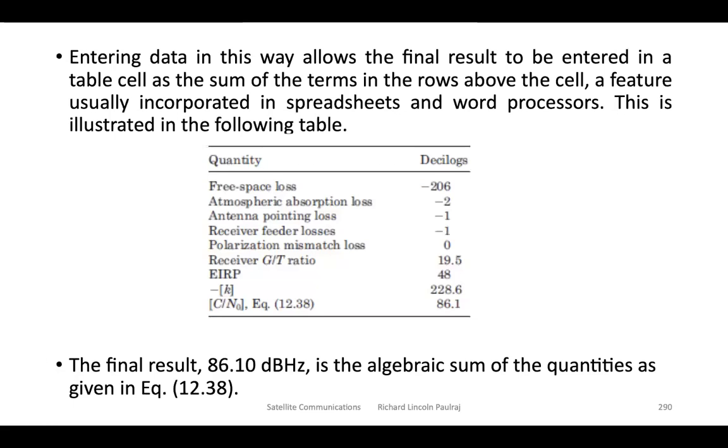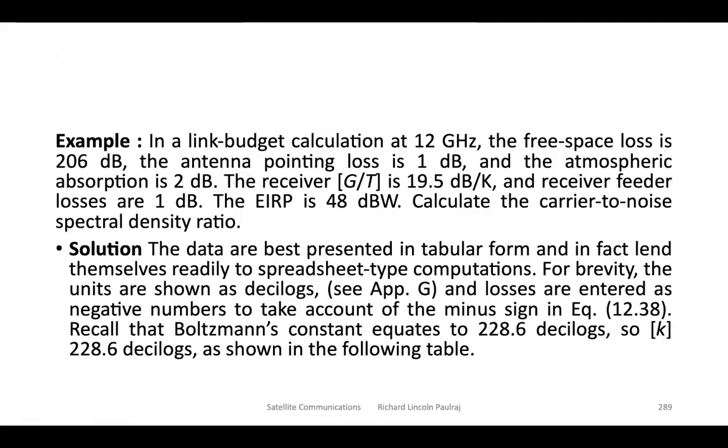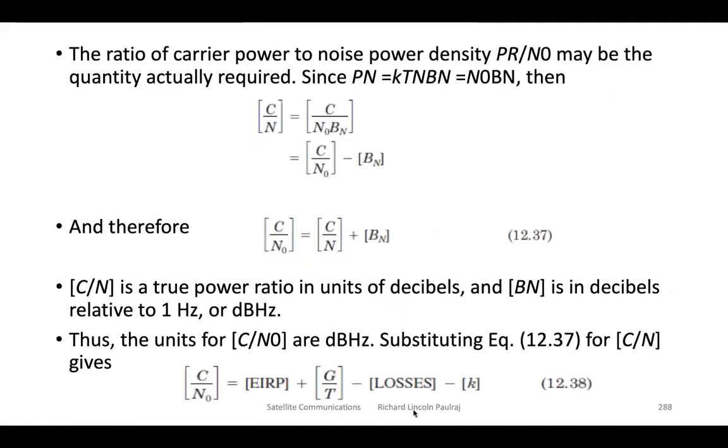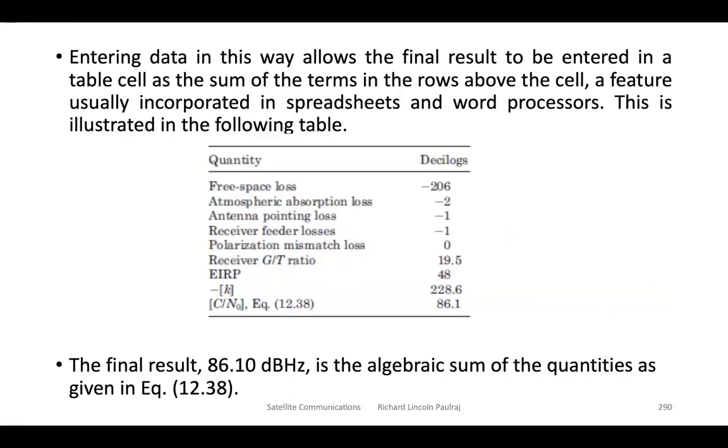So if you try to calculate all of this, that's how you will get 86.1. You can put them in the formula, which is 12.38. This is the final formula, right? So EIRP value we have, G by T we have, losses we have, and minus K. So try to put in those values and you'll be getting about 86.1. That's it.